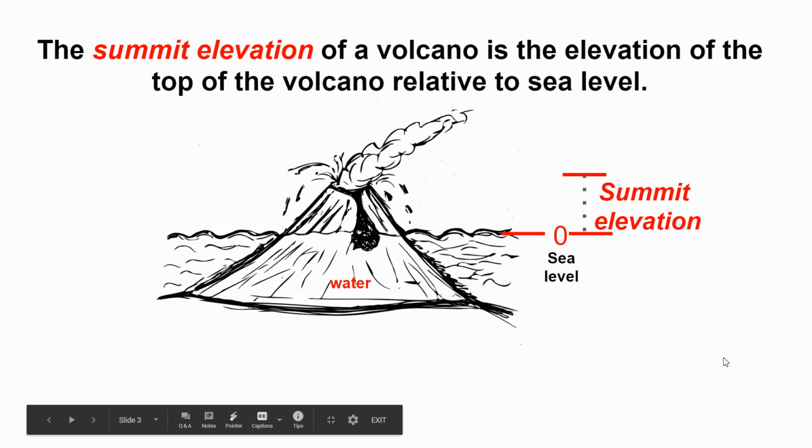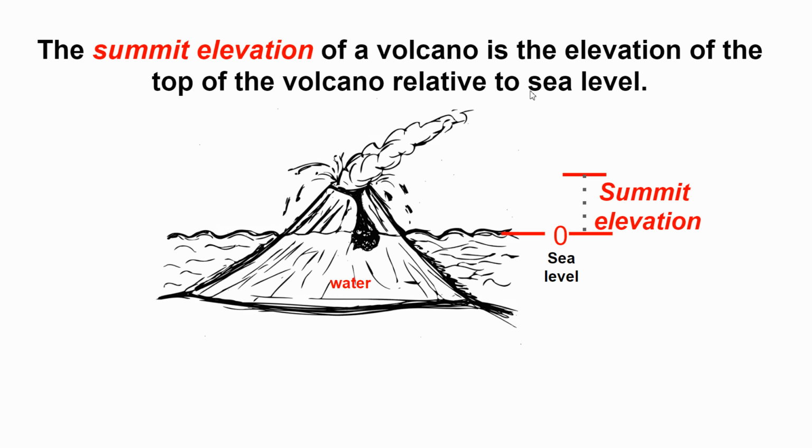So, here's something you should know about the mountain. You will see the term the summit elevation of a volcano. Usually, when they're talking about the summit elevation of a volcano, we're talking about the elevation of the top of the volcano relative to sea level. So the summit is how tall it is from sea level, which we would call zero, up to the top of the mountain. So that's what we mean by summit.